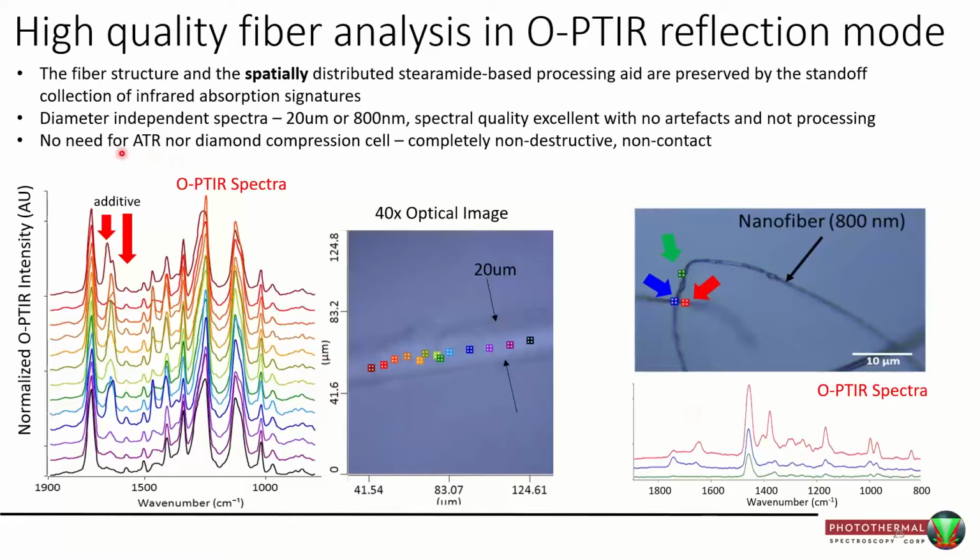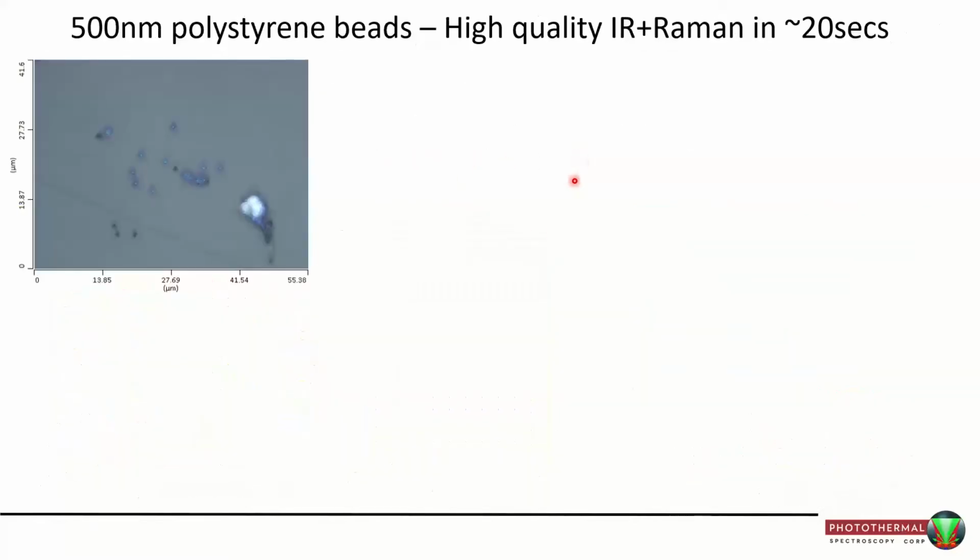Right, so in a more traditional setting, these fibers may have been measured with ATR, contact with ATR, or compressed with a diamond compression cell. But this reflection mode is completely non-destructive and non-contact.